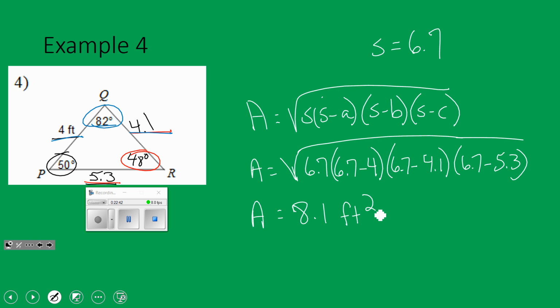You've got to take the square root of it. Does that make sense? You do all this, and then you've got to take the square root of it. And it should give you 8.1. All right, so I think we're about finished.